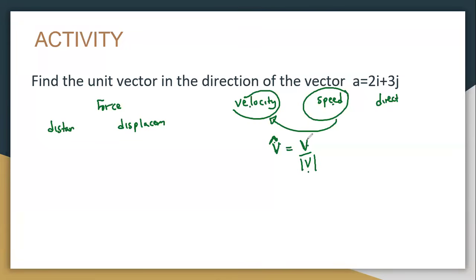So now, what is the question interested in? The question is interested in you finding this velocity vector. So for you to be able to get this velocity, you are going to cross multiply. When you cross multiply, you'll end up with the magnitude of the velocity times its unit direction vector.